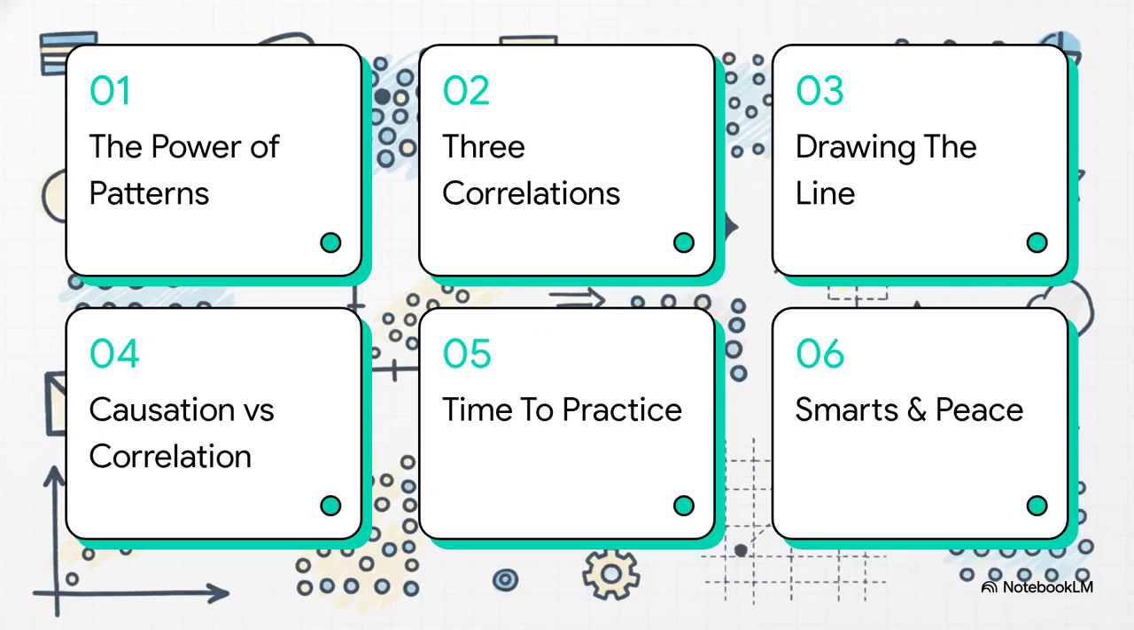Here's our game plan for today. We're looking at the power of patterns, the three correlations, drawing the line, causation versus correlation, time to practice, and finally wrapping up with smarts, choices, and peace.